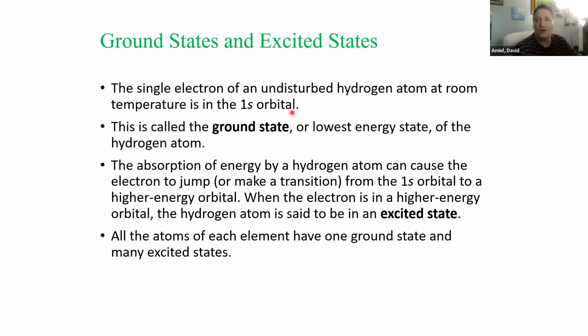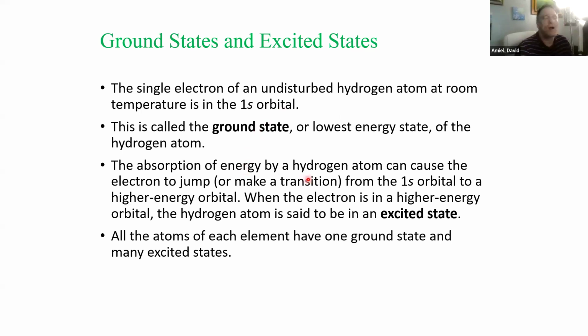A single electron in an undisturbed hydrogen atom and in all the atoms is always in the lowest energy state. That lowest energy state is also called the ground state and is the 1s orbital, lowest energy state. In other words, it's that energy level that is closest to the nucleus.